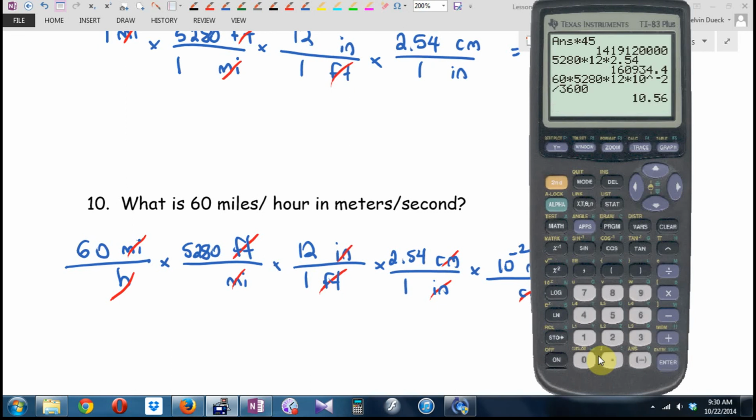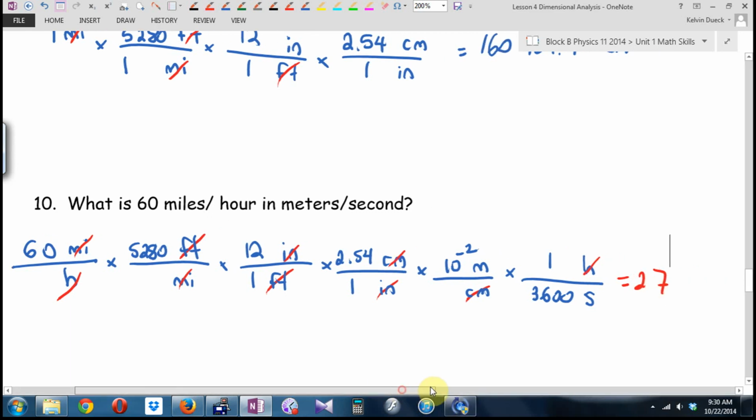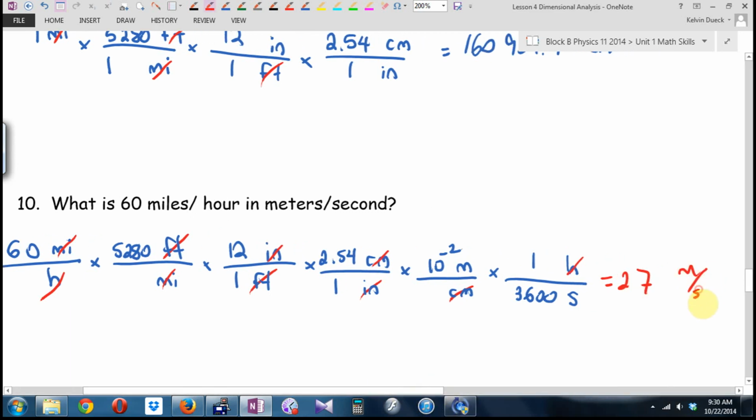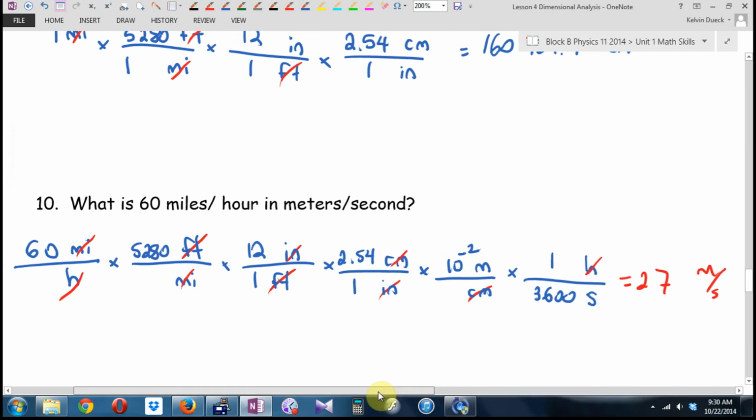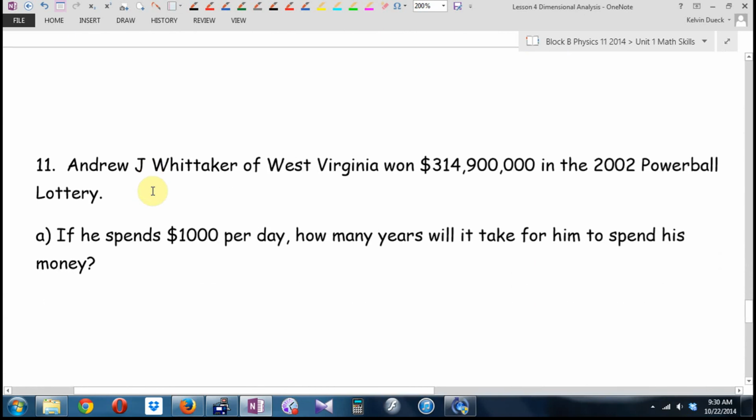Well, oh, wait a minute, I'm wrong. 10.5, I missed something. 27, let's say. Units, meters per second. Okay. Let's win the lottery. Next page.